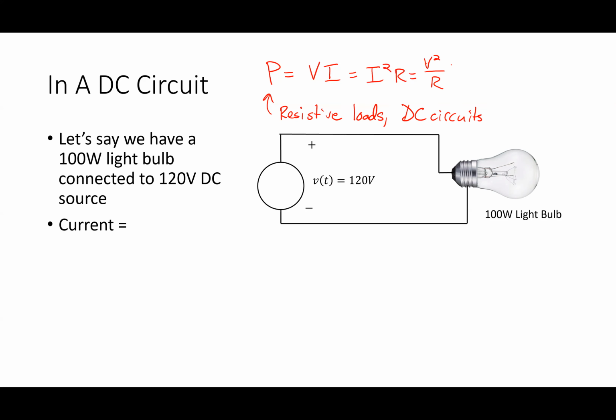So if I want to get the current, like Gideon said, basically the current would be the power divided by V. So if I had 100 watts and 120 volts, that would work out to be about 0.833 amps, okay? Now, in that case, what I want to ask myself is, what would that look like?